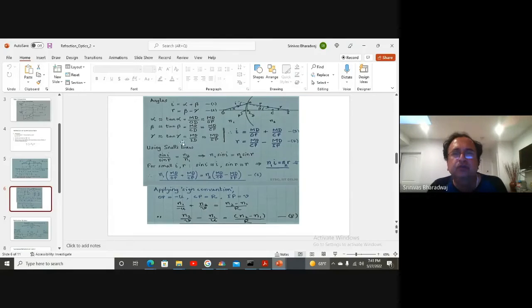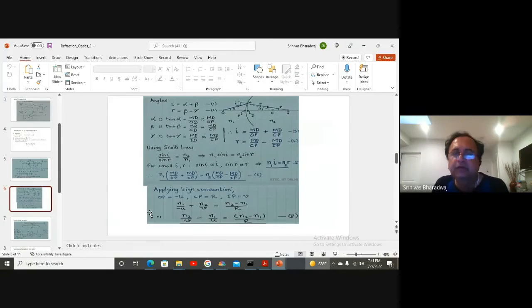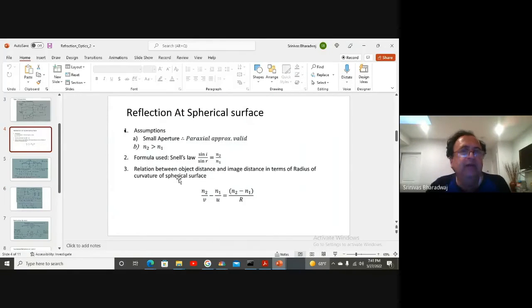So using these two, he then derives this equation, and this whole thing becomes n2 by v minus n1 by u equals n2 minus n1 by R. So please understand how this arrives, and then when you have lenses, this becomes 1 by v plus 1 by u equals 1 by f. But this is the formula that you must know when you have only one spherical surface and you have Snell's law to be applied. So remember that and let's move on.